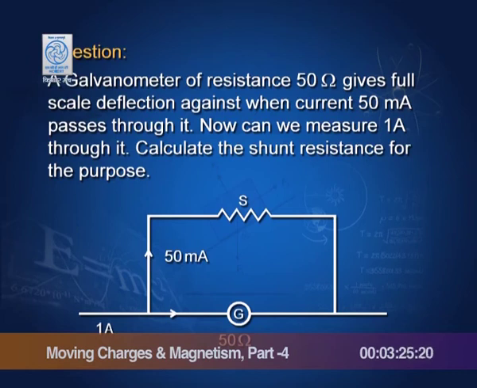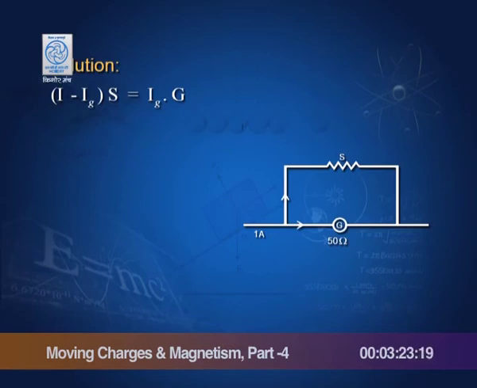According to Ohm's law, I minus Ig current will pass through the shunt resistance S. So, (I minus Ig) into S equals Ig into G. Substituting the values of current I, Ig, S and the value of G, we obtain (1 minus 0.05) into S equals 0.05 into 50.